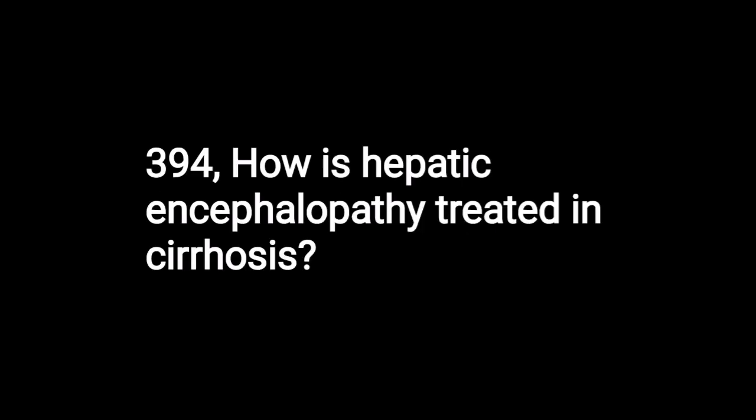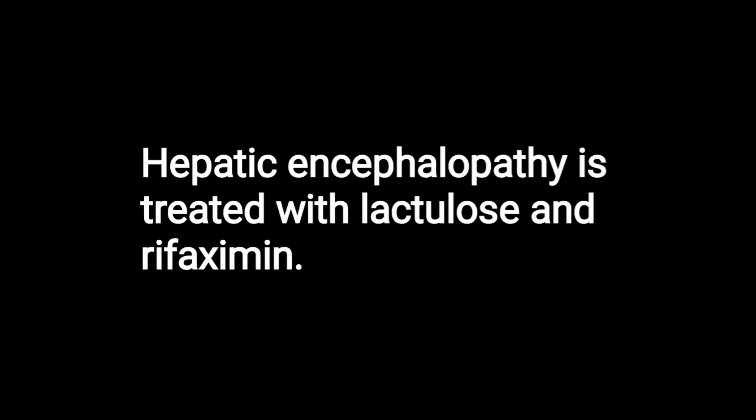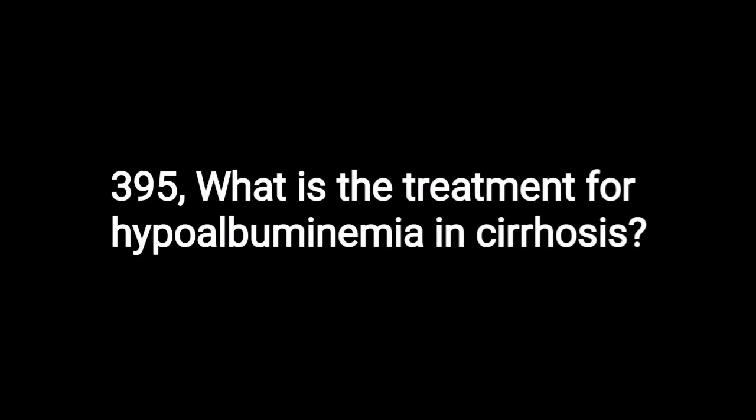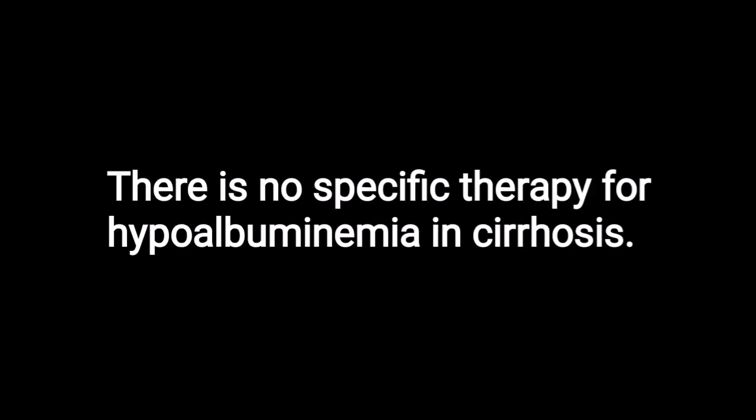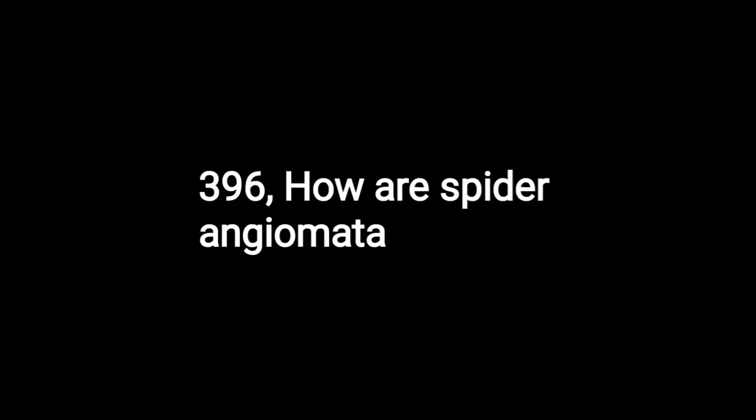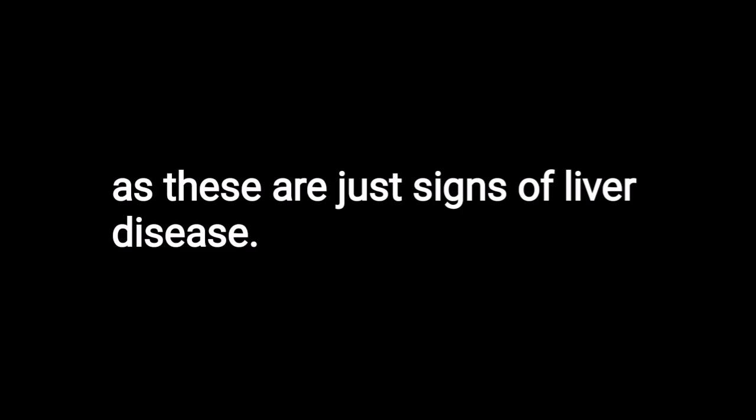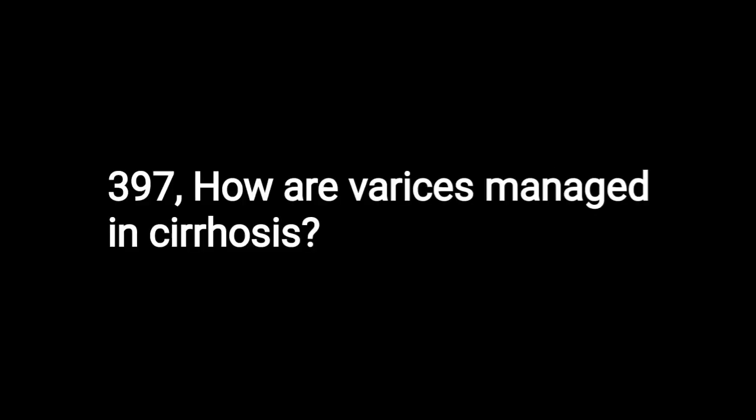394. How is hepatic encephalopathy treated in cirrhosis? Hepatic encephalopathy is treated with lactulose and rifaximin. 395. What is the treatment for hypoalbuminemia in cirrhosis? There is no specific therapy for hypoalbuminemia in cirrhosis. 396. How are spider angiomata and palmar erythema treated in cirrhosis? There is no specific therapy, as these are just signs of liver disease. 397. How are varices managed in cirrhosis? Varices are treated with propranolol and endoscopic banding.